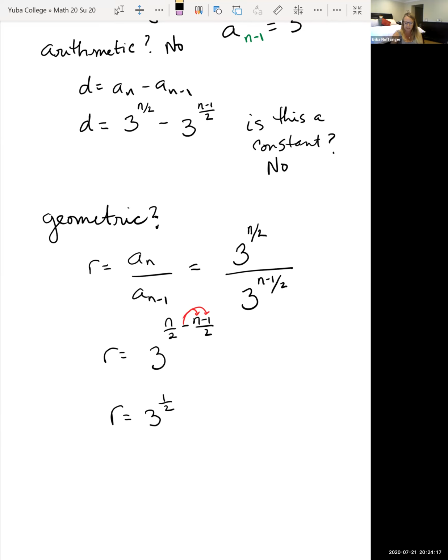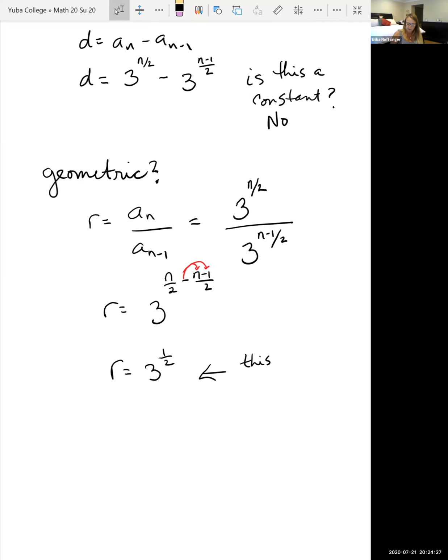So when we did this, we got back a constant. And so we know that this is a geometric sequence. This is a constant. So our sequence is geometric.